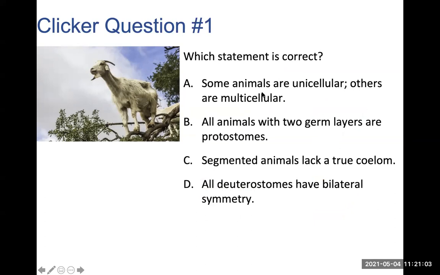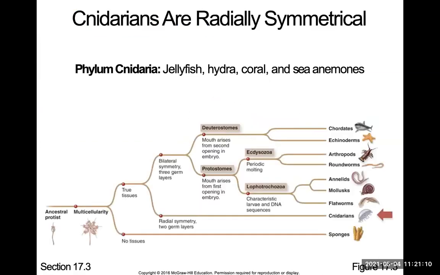This is not correct. All animals with 2 germ layers are protostomes. Here are protostomes. And here are deuterostomes. They have 3 germ layers, both of them. Radial symmetry is the 2 germ layer one, so it can be B.